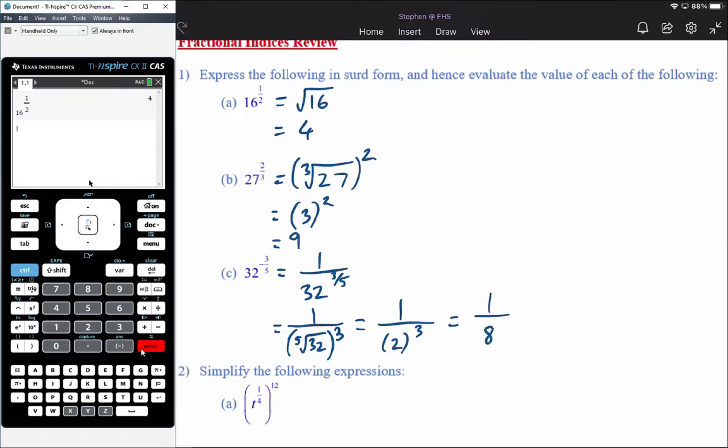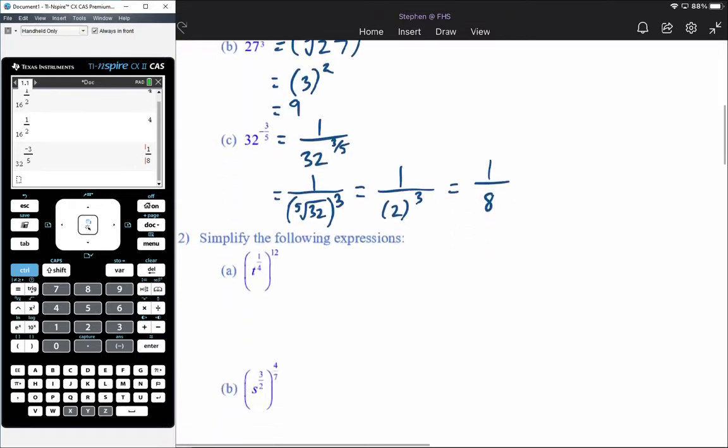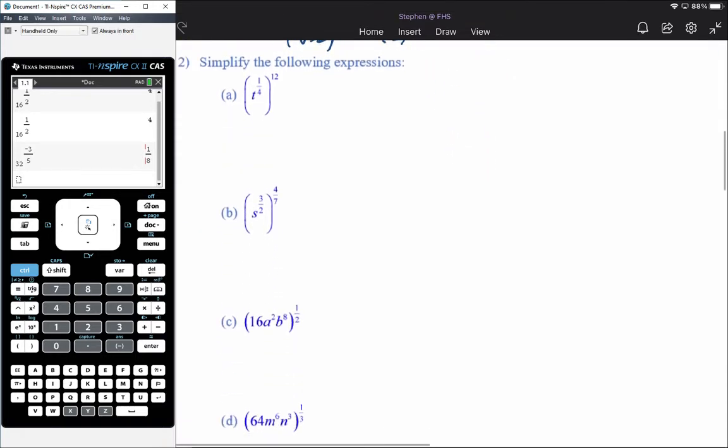All right, that was a pretty tricky one. Let's double check that on the calculator. 32 power, use the grey negative, because that's negative, not minus. Negative, and then 3 over 5. Hit enter, and there we go, 1 over 8. Exactly what our by hand working gave us. Excellent. Moving on now to question 2.